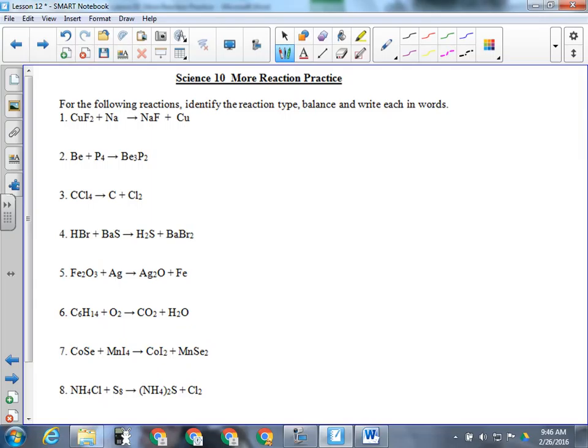So if we're looking at this first one here, I've got copper with fluorine. Ionic or molecular? Ionic. Does copper have more than one possible charge? So what am I going to need to put in this name? Right, a Roman numeral. And that Roman numeral is going to be 2 because every fluorine is -1 and there's 2 of them. So we're going to need a copper with a 2+ charge here. So we got copper 2 fluoride is reacting with sodium.